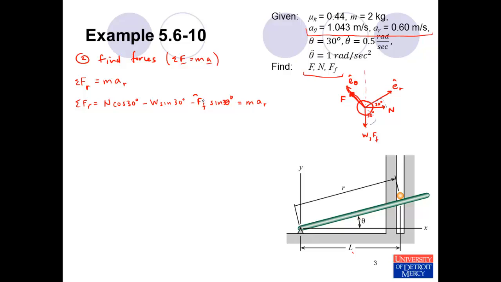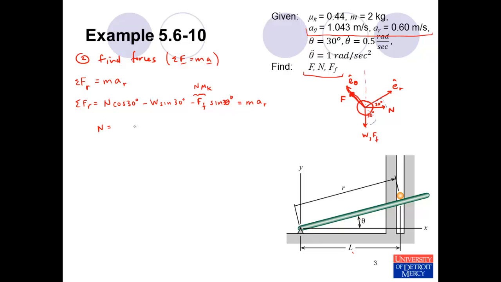Friction force, the way that we're modeling it, we model it as normal force times the coefficient of kinetic friction. And if we look at this equation, we basically know everything except for n. We know a_r, we know the mass, we know the angle, we know the coefficient of kinetic friction. We do know the weight because we know the mass, and we don't know the normal force. So the only unknown is n. We can solve it from this equation.